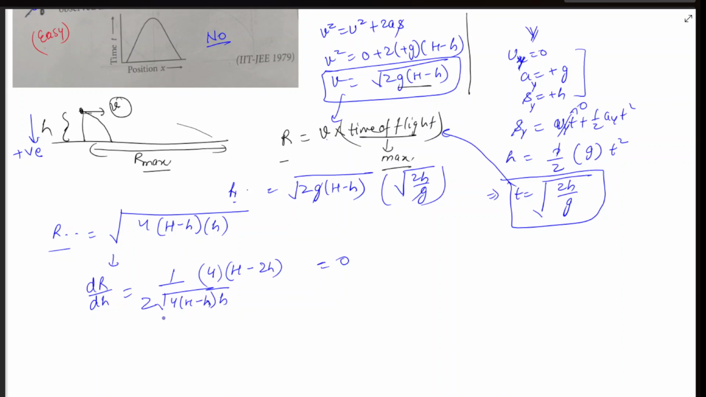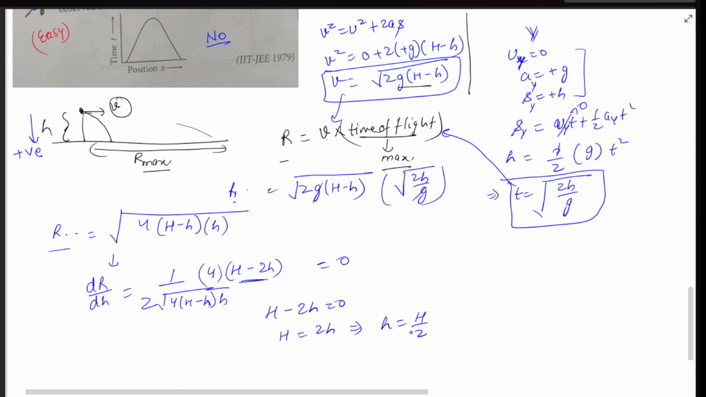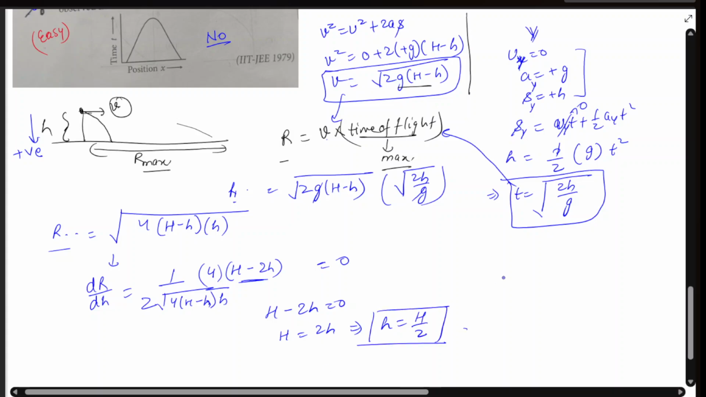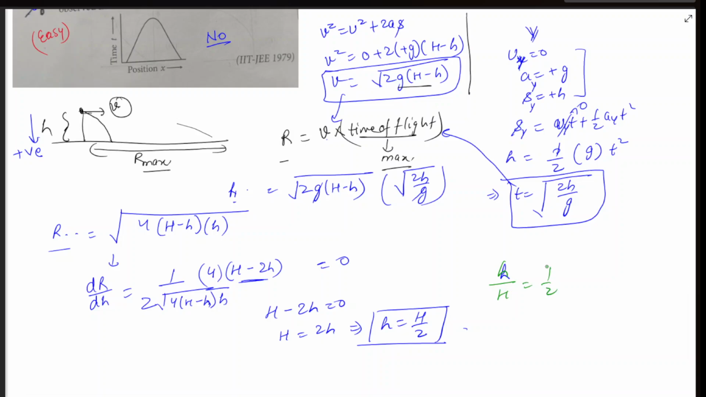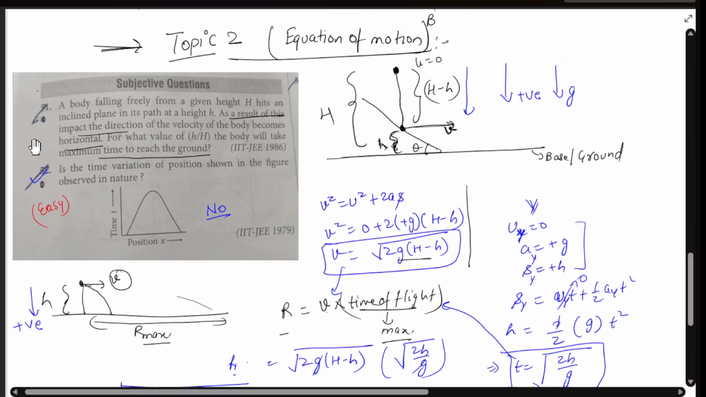So this cannot be 0. This is only 0. So H minus 2h is 0. So H is equal to 2h. That will be h upon capital H, right? So what will be the ratio? The ratio h divided by H will be 1 by 2, right? So 1 by 2 will be our answer. So yes, it is also an easy question. Nothing to worry about here. So it is also an easy question, right?